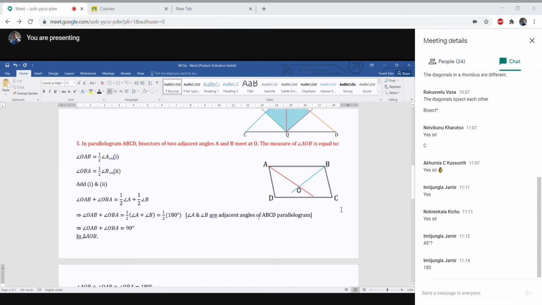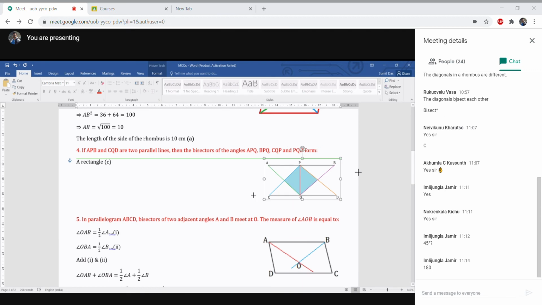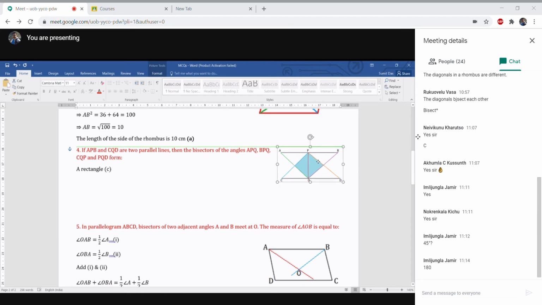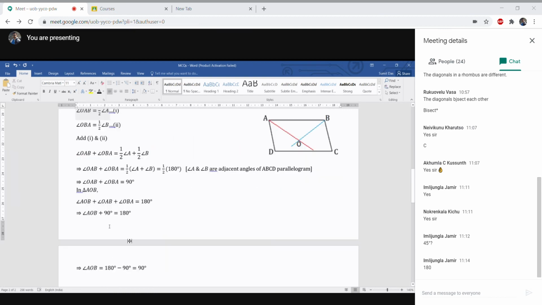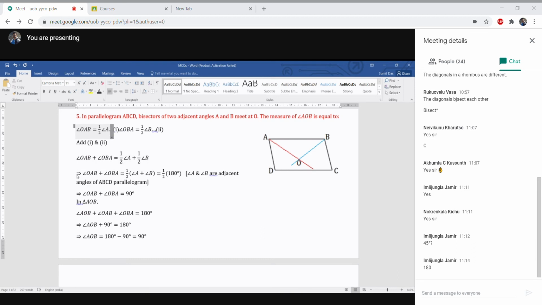This is also a very good question. This may be given to you as a multiple choice question, but it's a very good question. Fine. So which option is correct? Option A is correct.